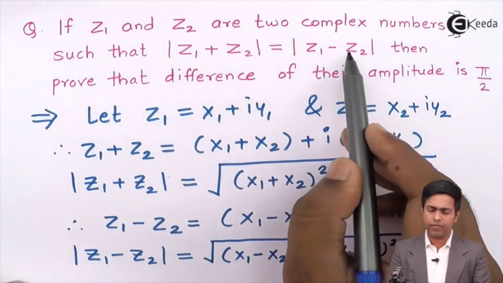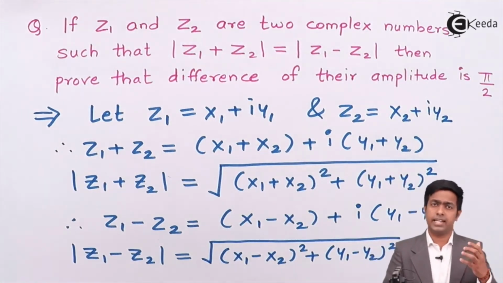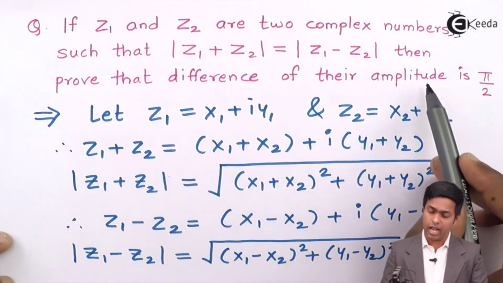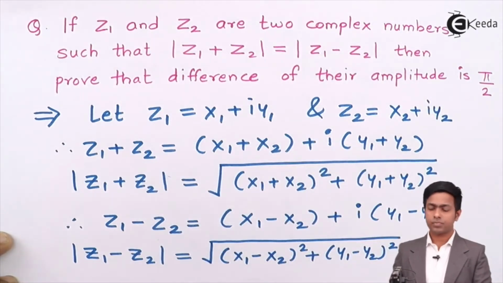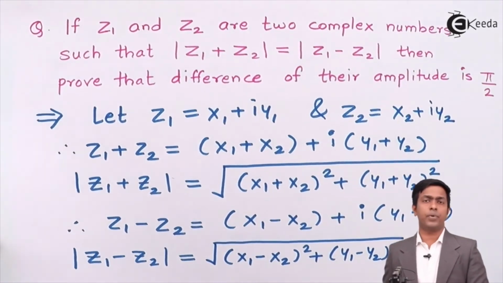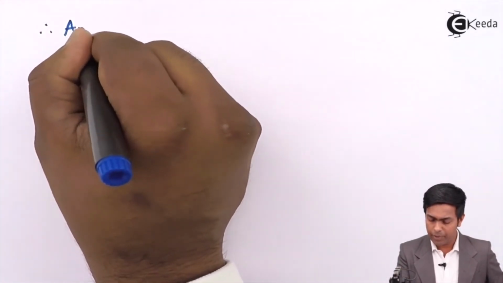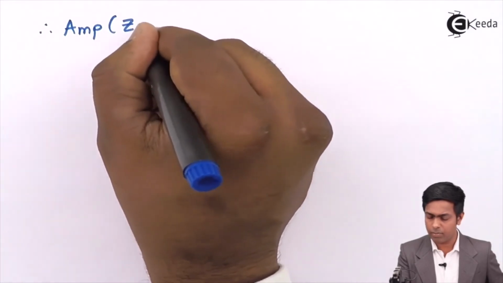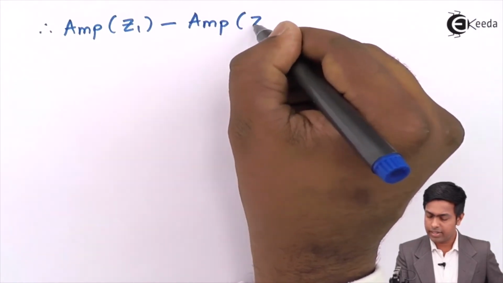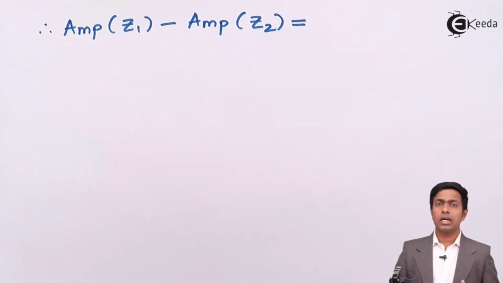So I've solved this given result completely and I got one equation which I set as equation number 1, and now we'll prove that the difference of their amplitude is pi by 2. So guys, let's start with the amplitude of each complex number. So therefore the amplitude of the first complex number minus the amplitude of the second complex number, we have to prove that it is equal to pi by 2.